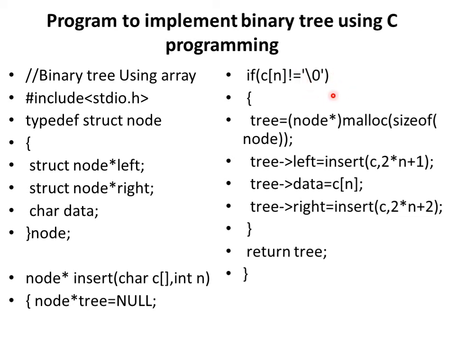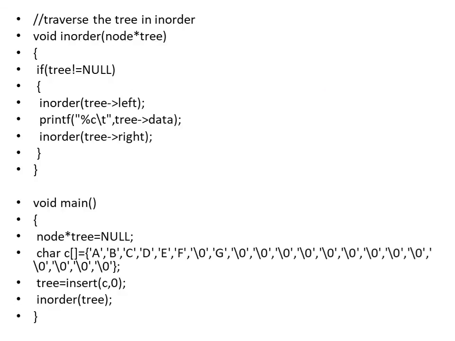For null, we are pressing what? The enter key. Now it will traverse in order. How? In order. It will always move from left to right. I have said if tree is not equal to null, then we will move in order to tree of left, and I am printing the data which is in that tree, and I am moving to the next, the right tree.